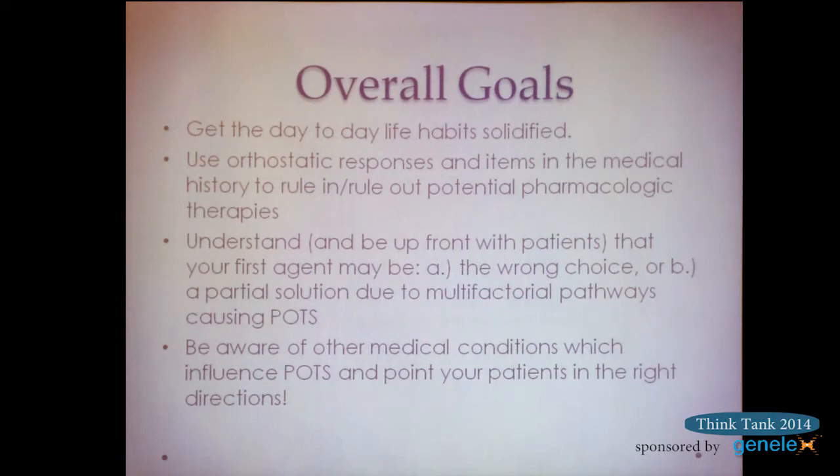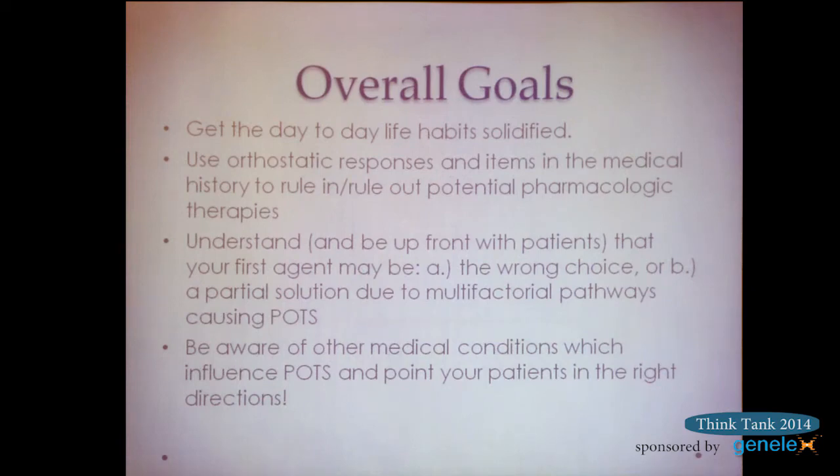Use the orthostatic responses in the outpatient setting and items in the medical history to rule in or rule out potential pharmacologic therapies. One patient, I'll just say, told me that the only way she felt good was if she went out in the snow without a coat and did snow angels and covered herself. That was the only time she didn't feel dizzy. And so that told me right there she needed Midodrine. And that's the one drug that worked for her. So, these kind of funny stories give you the clue.